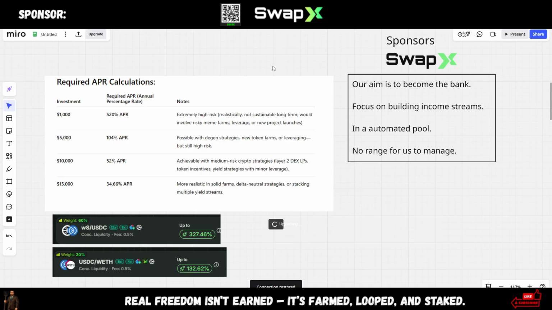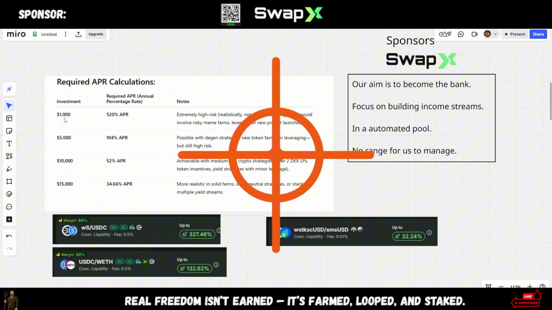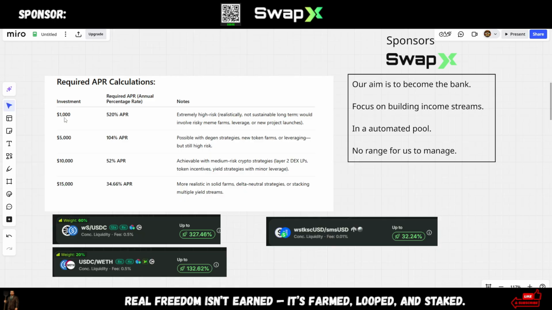Now I have a rough thing done up here on Miro dashboard, and you can see here the potential opportunities. So if you take your eyes over here to required APR calculations, again, this is not APR chasing, APR hunting. This is just trying to strategize ourselves to see where we need to go. So obviously we're investing a small amount of $1,000 into a position. We're required to get 520% APR. Now this is obviously my target here, $100 per week. Not extreme, easily achieved I think in crypto for definite, and without having to risk it all.